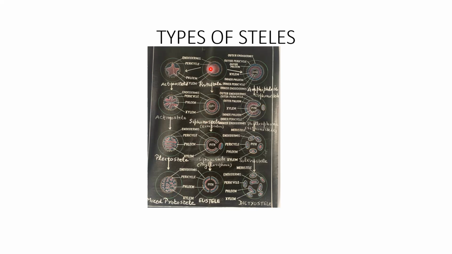If there is no pith in the center, this is called haplostele or protostele. But if pith appears in the center of the xylem tissue, then it is called siphonostele. Now you can see here pith is present in the center, surrounded by xylem, then phloem, endodermis and pericycle. This is also called ectophloic siphonostele.